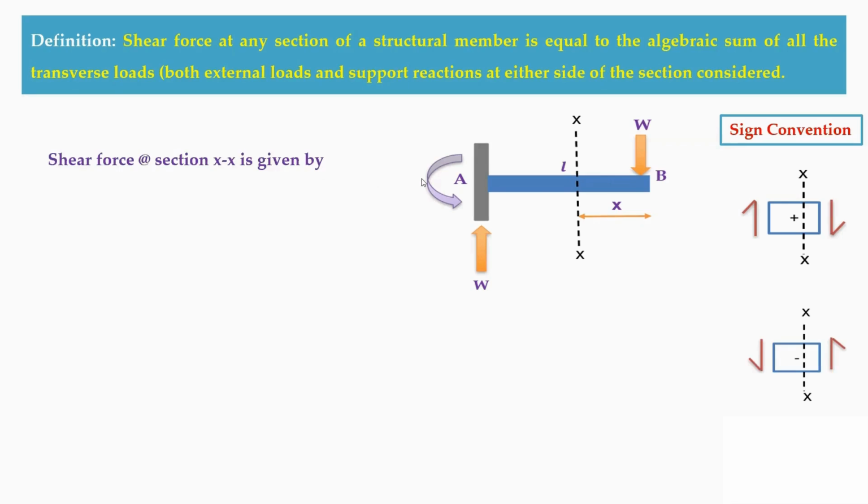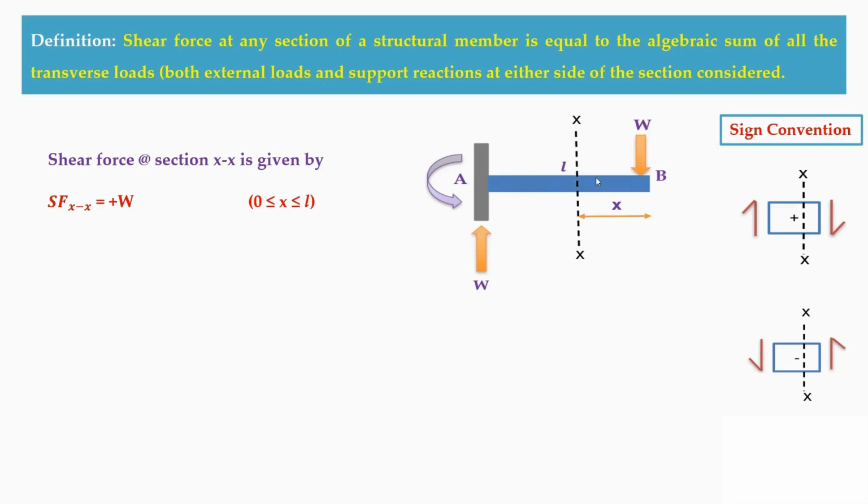Now, when we write the shear force at this XX section, towards your right hand side the arrow is downward, which is also in the clockwise direction. So it is positive. So shear force at XX will be equal to plus W, for the limit 0 is less than or equal to X is less than or equal to L. Why? Because in this entire beam, you're having only the load at the free end.